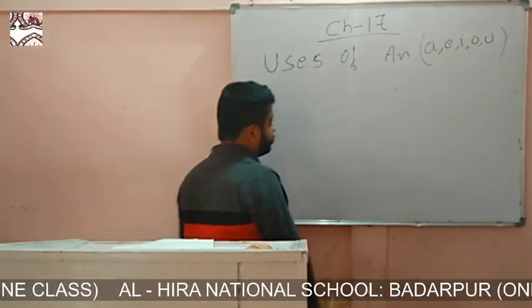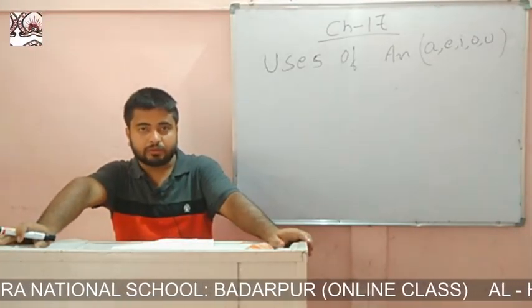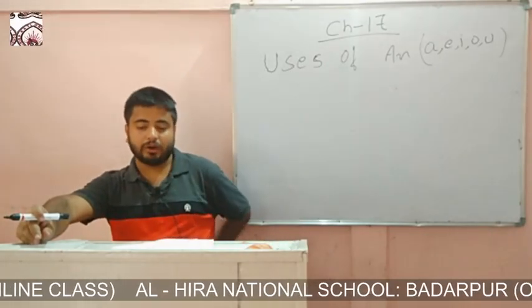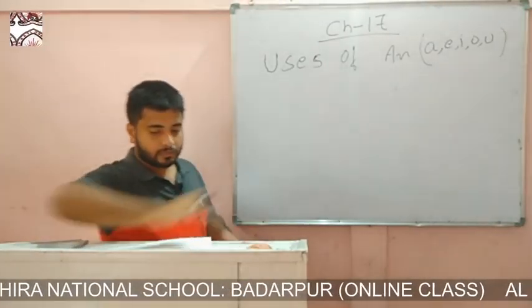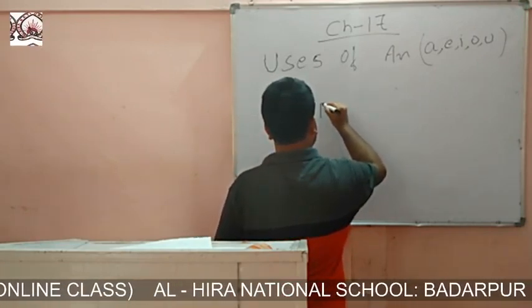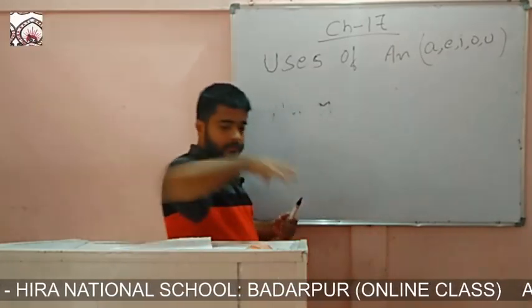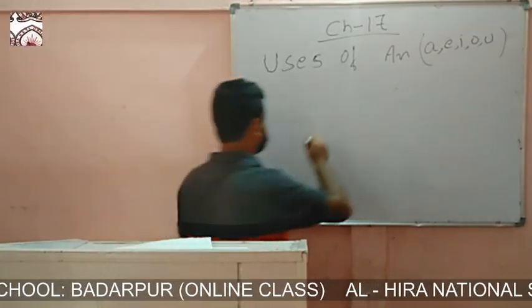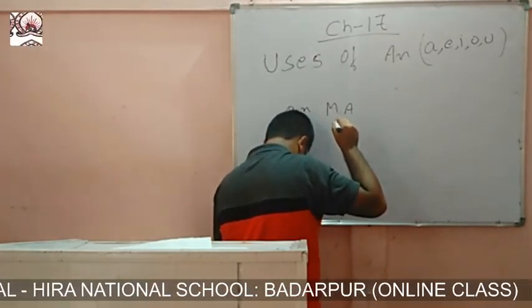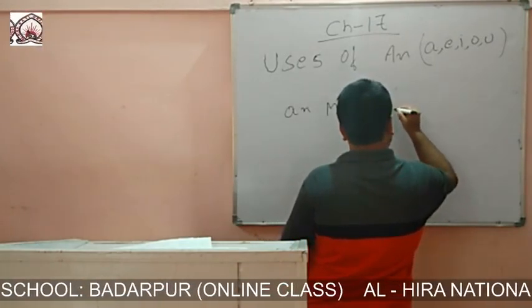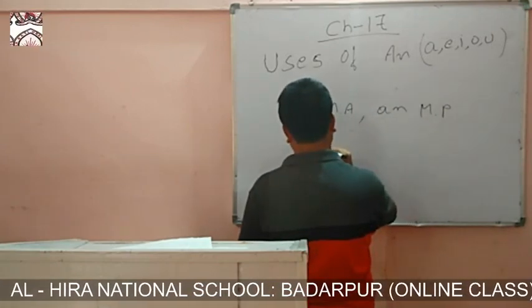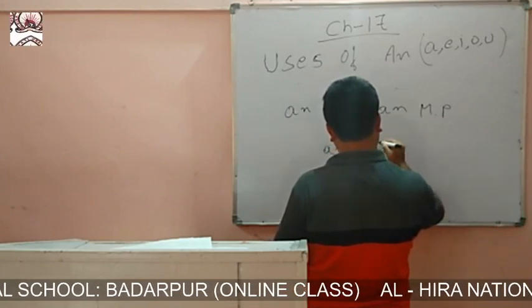We will use "an" before an abbreviation which starts with a consonant letter but sounds like a vowel. For example, an MA, an MP, an FIR.